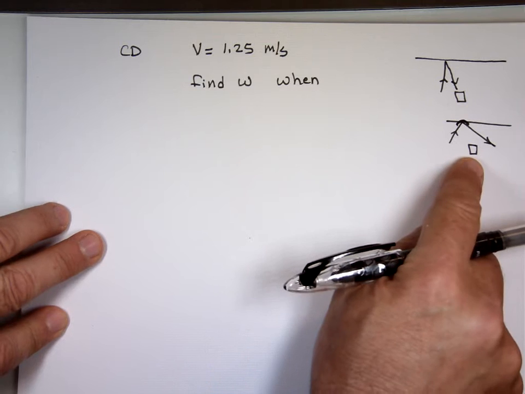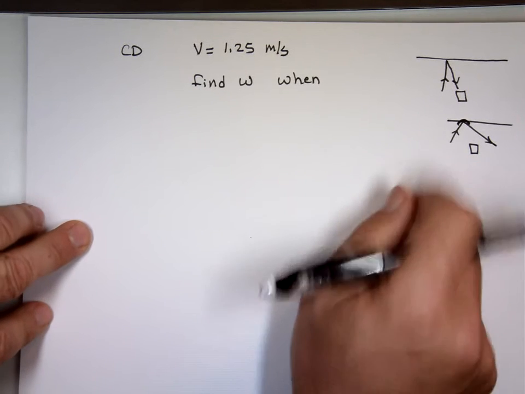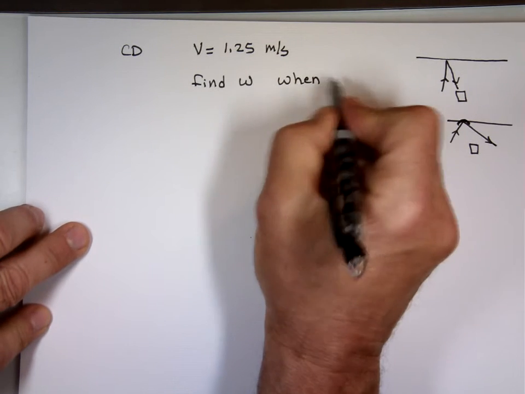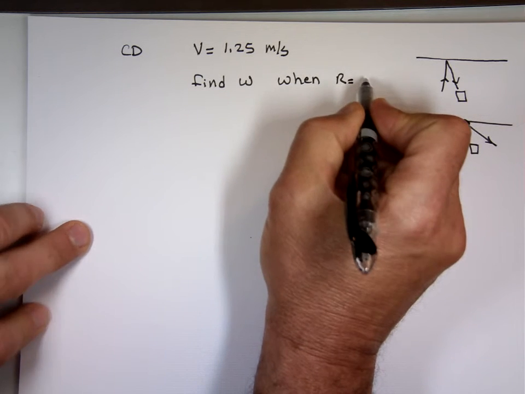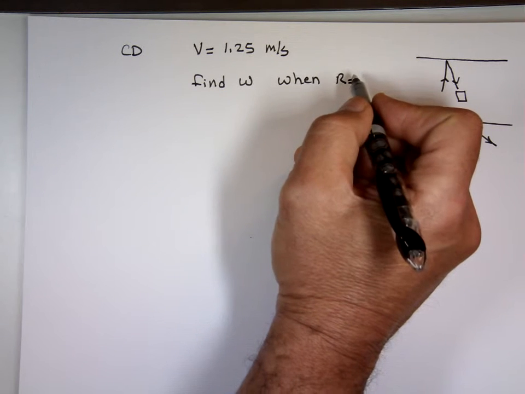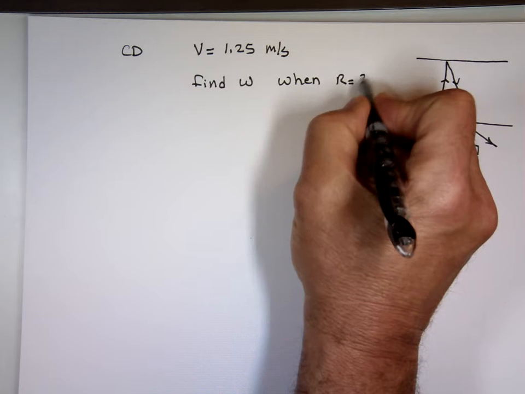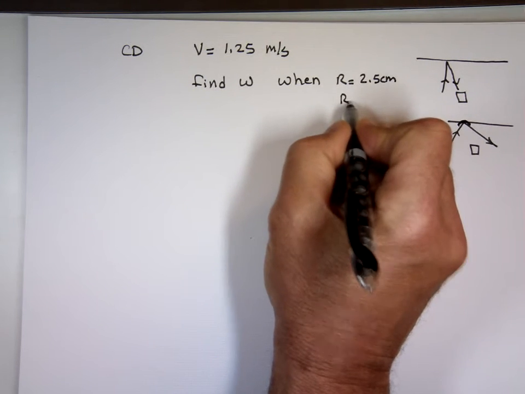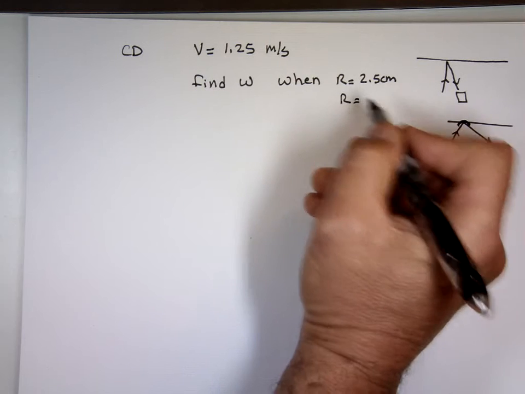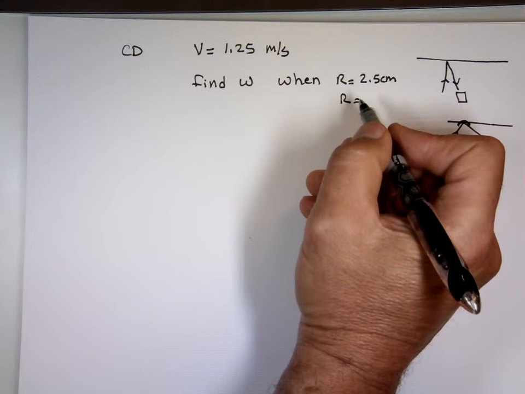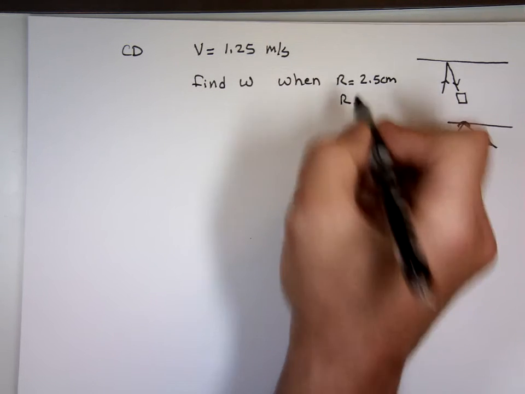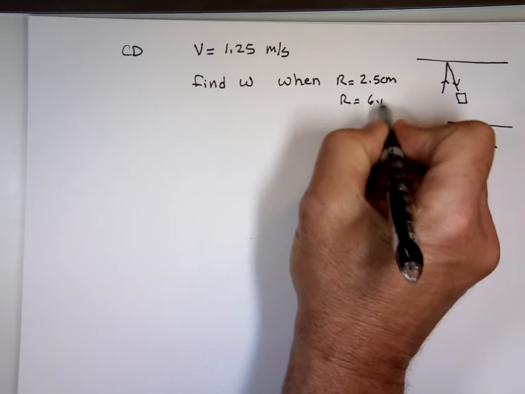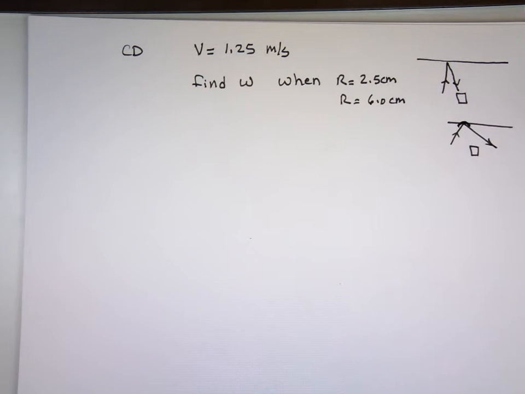So it depends where that receiver is or where the beam is. So let's do it when R equals, I don't know, 2.5 centimeters. And the second part when R equals, I don't know, 6 centimeters. Find W.